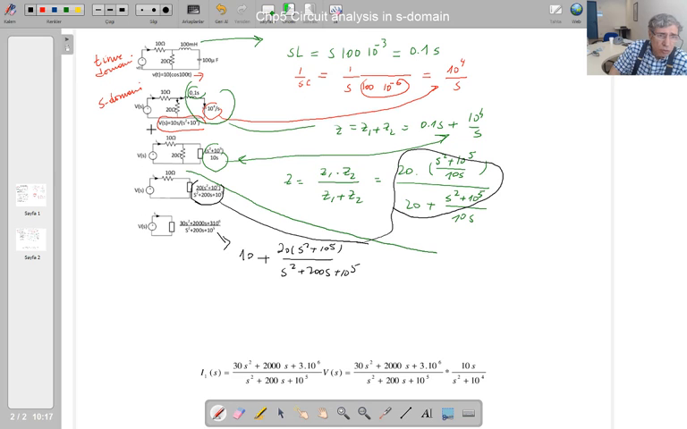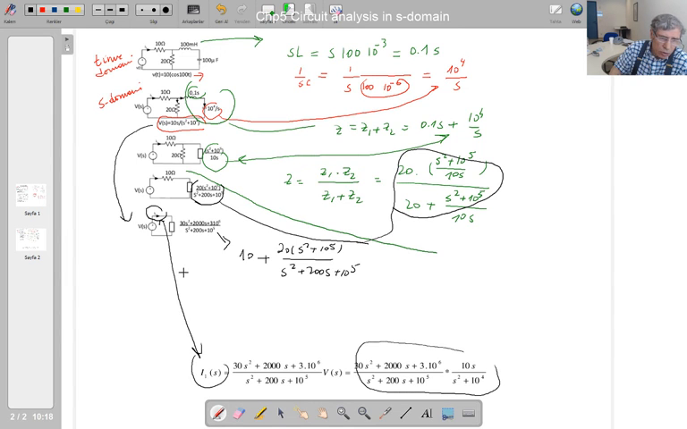Since Vs is known, Vs is this, so we can calculate this current. So this current is Vs over this, isn't it? So if you do this calculation, you're going to end up with this. So Is is this. So you can say that this I1s is minus Is. That means this independent voltage source current is the negative sign of this calculation.